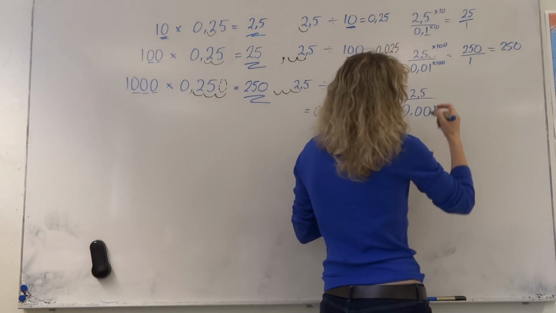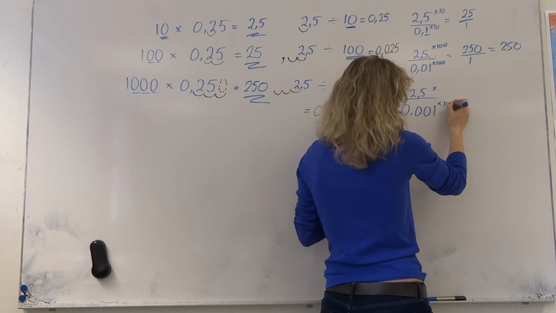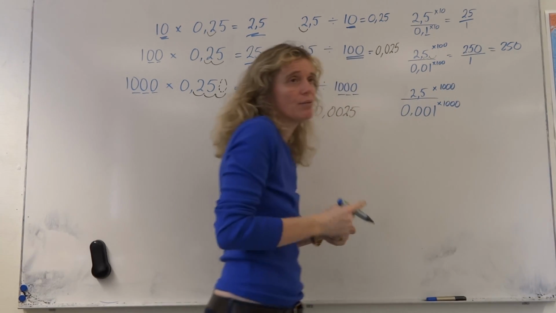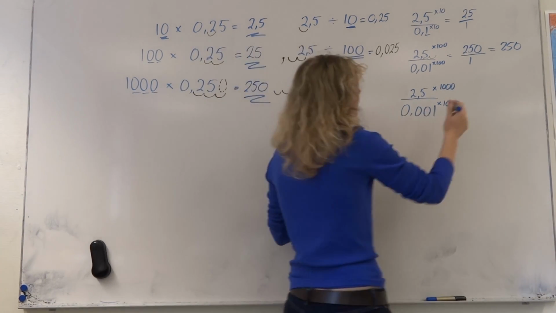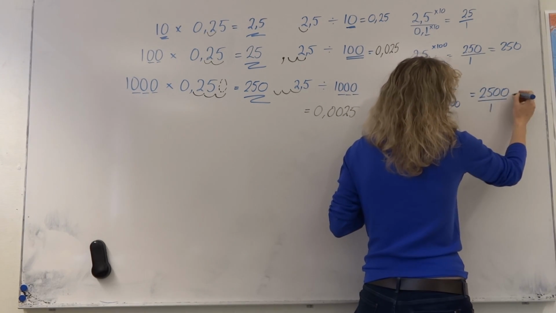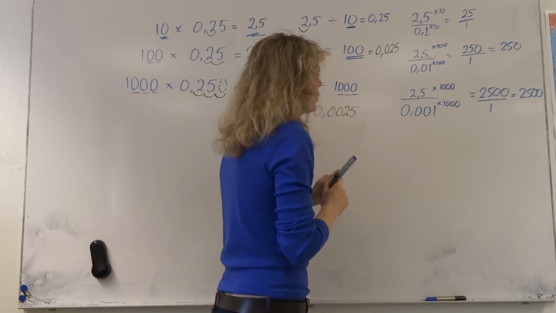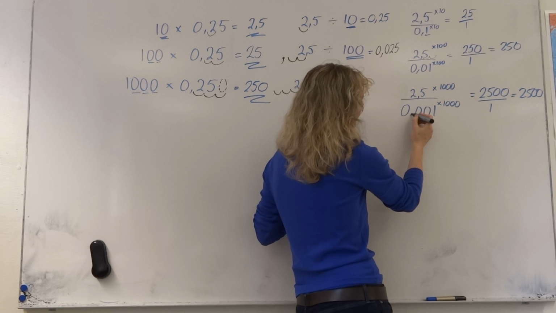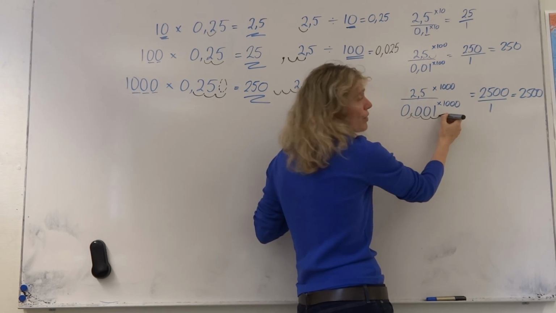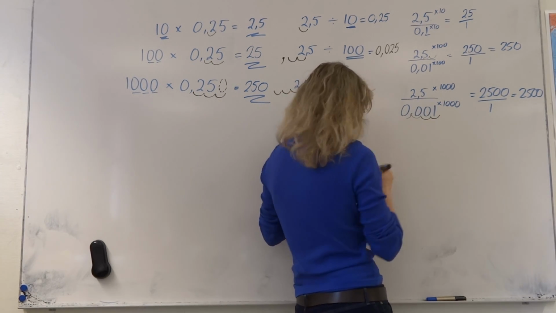This one, 2.5 divided by 0.001, I'd have to multiply top and bottom here by 1,000 to get rid of the decimal point on the bottom. So I'd have 2,500 divided by 1, which would be 2,500. Or we can just say, to get to 1, we're moving this number 1, 2, 3 places to the right. So I'm allowed to do exactly the same with the decimal point up here.